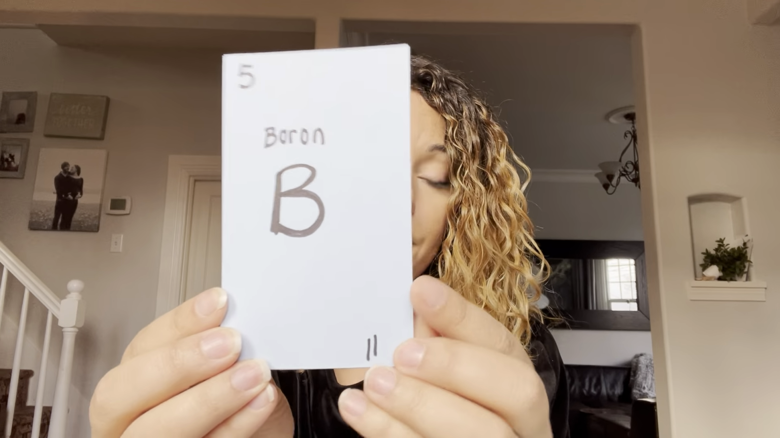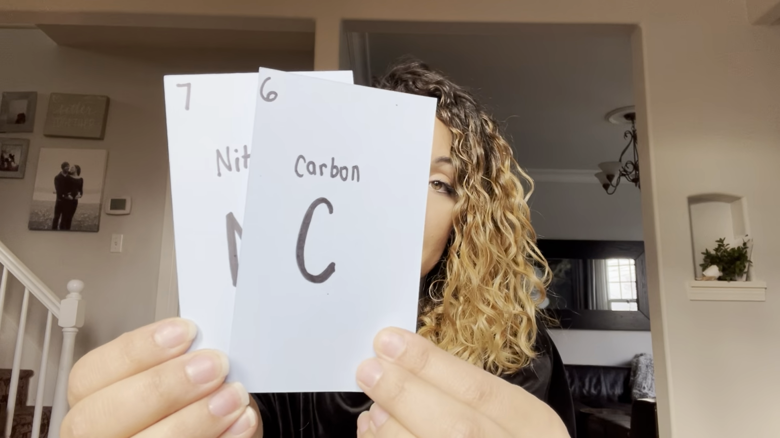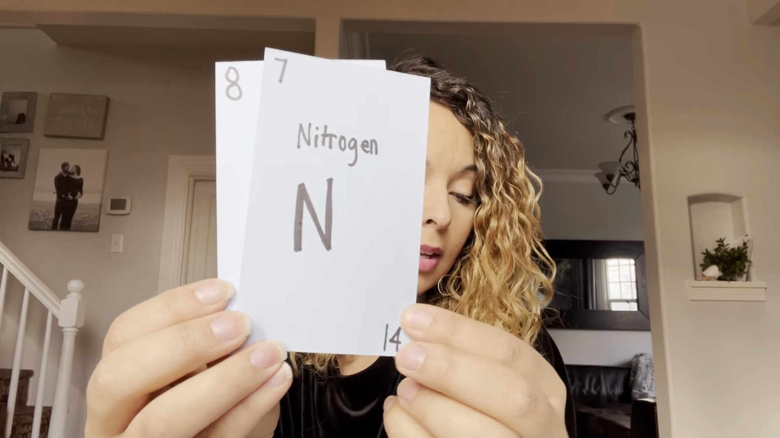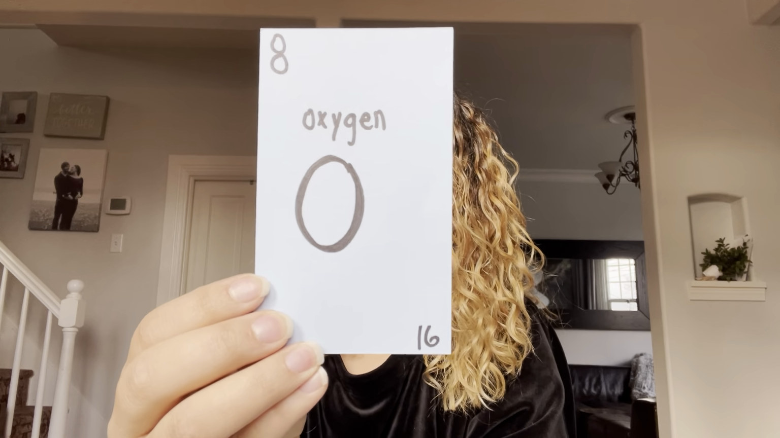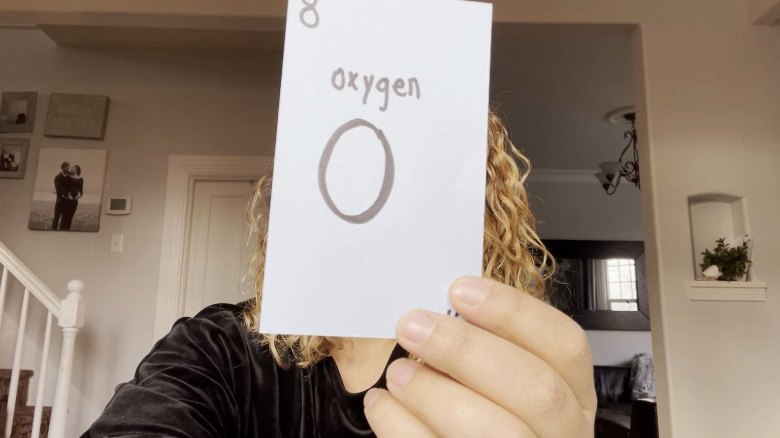What are the second 4 elements in the periodic table by number, element, symbol, and by mass? 5 boron, B11. 6 carbon, C12. 7 nitrogen, N14. 8 oxygen, O16. And that is our science.